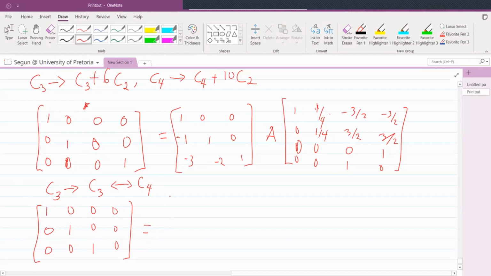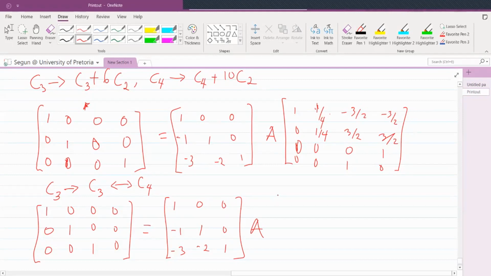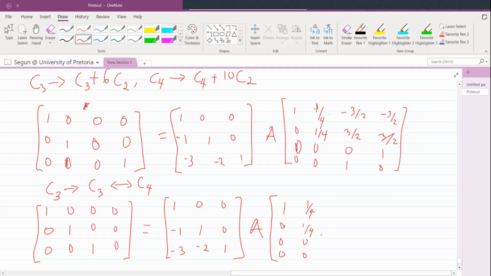So here is 1, minus 1, minus 3, and we have it to be 0, 1, minus 2, 0, 0, 1, A. We have 1, 0, 0, 0, 1 all over 4, 1 all over 4, 0, 0.